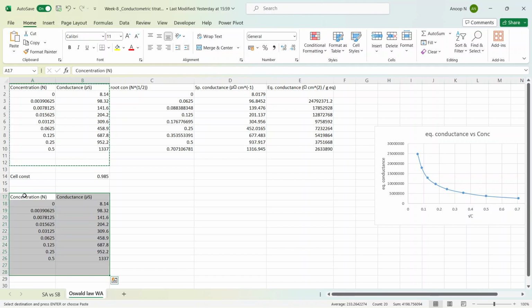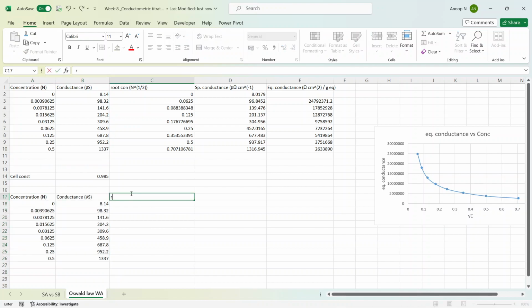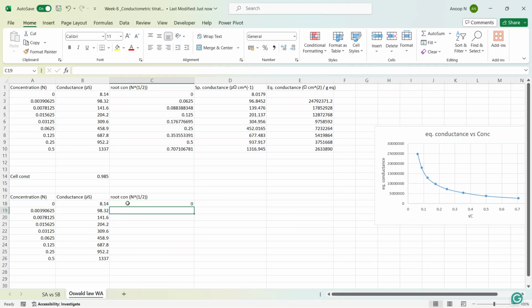So what is the plot we have to plot? It is equivalent conductance versus square root of concentration. First we have to calculate the root. I'll just copy paste. We have the concentration in normality, so we have to calculate root concentration. For that you have to write equal to SQRT, square root of this value, A1. Then you just drag it down.